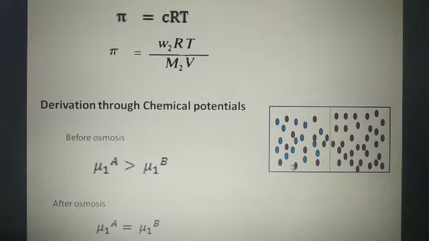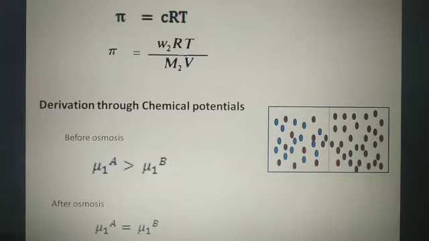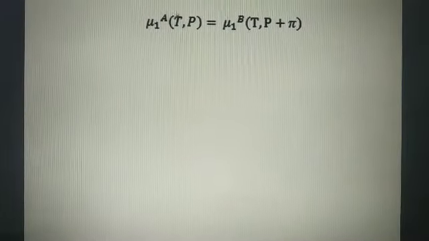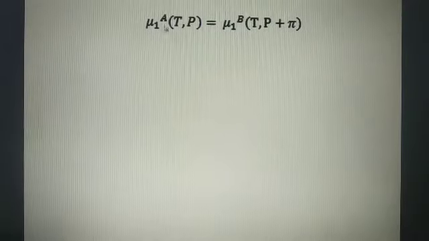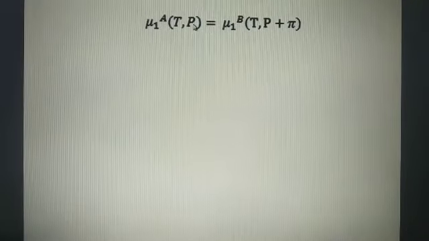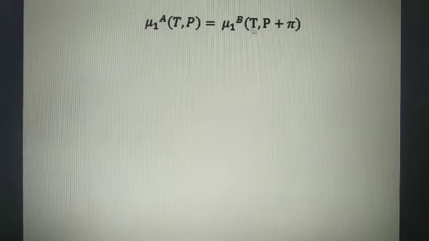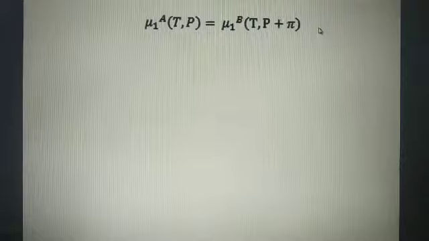This means the chemical potential varies: it is higher on the solvent side, from where the movement is, and lower on the solution side. As soon as osmosis happens, the chemical potentials on both sides become equal. Both will equalize when osmosis has taken place. So the chemical potential is taken as a function of temperature and pressure here. It is equal to mu1 of T and P plus pi.